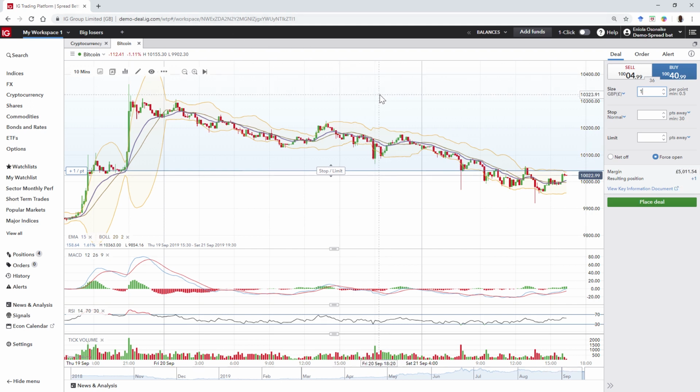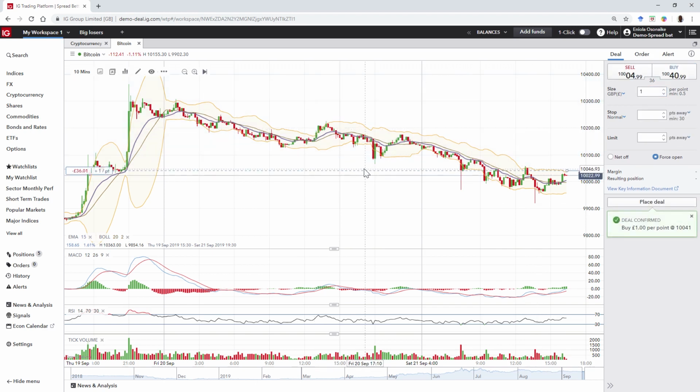Well, this is a demo account anyway, so that's fine. I can take the trade. And then all you do is place the order. Obviously the order is going to be placed at the current market price. So I'm down £36 straight away, and that's obvious because, as you can see here, the spread is 36.